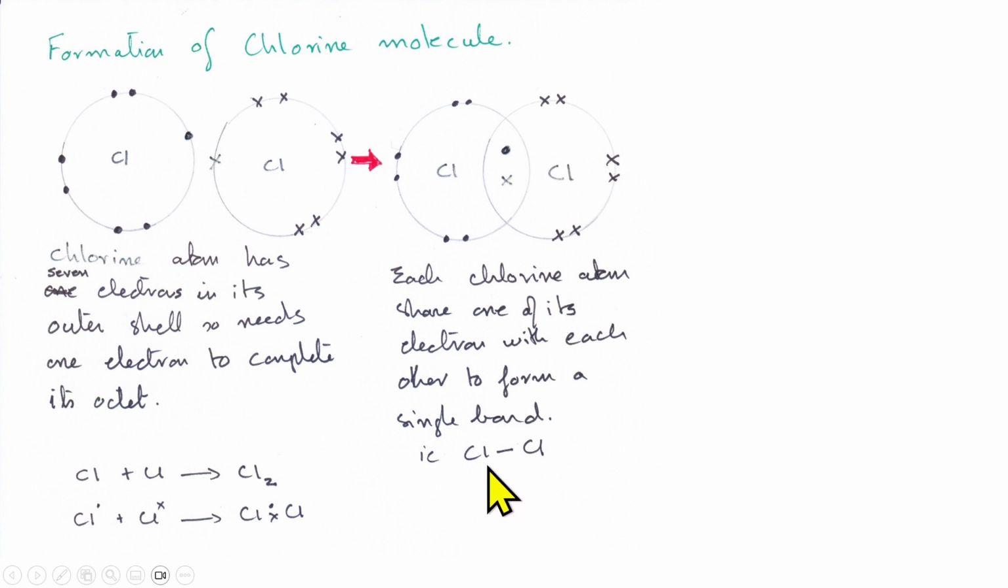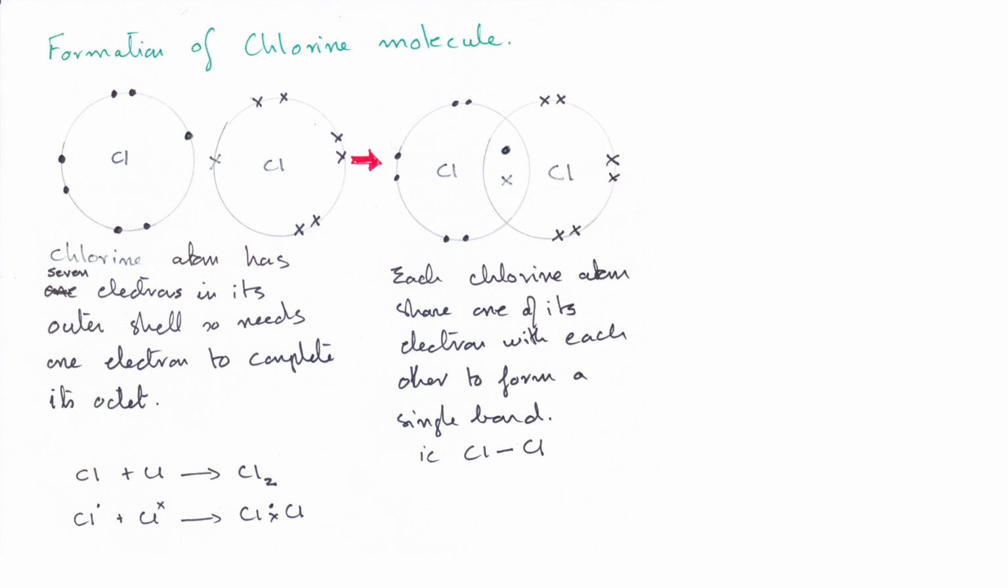When we say dot and cross representing the electrons, it is just to differentiate between two different atoms to show the movement of the electrons. Otherwise, electrons are the same whether they are shown by dots or whether they are shown by cross.